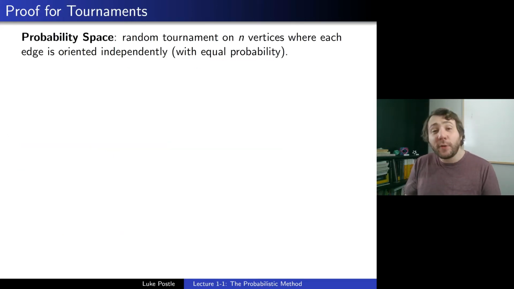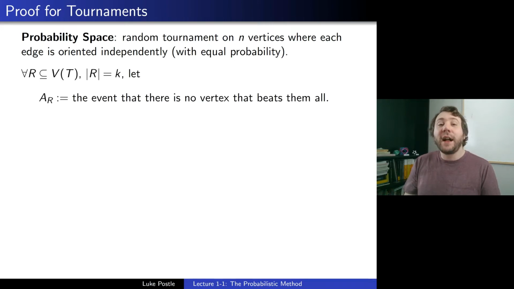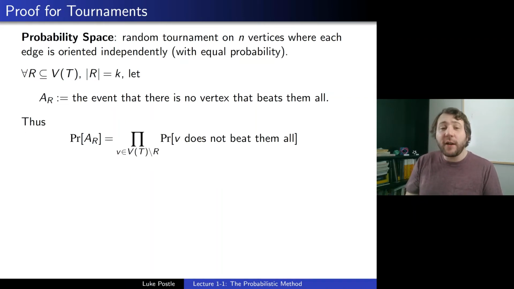The probability space will be random tournaments on n vertices where each edge is oriented independently with equal probability, so half one direction, half the other. Again, our events here, we have to think about it, are going to be for every R subset of the vertices of the tournament of size k, we'll let A_R be the event that there is no vertex that beats them all. So why are we doing that? Is because what would our bad events be? So we have to construct a tournament where every set has some vertex that beats them all, and so our bad events would be for this fixed R that there is no such vertex that beats them all. And here we want to calculate the probability of A_R, but it's actually a bit harder than in the last example. So what is this probability?